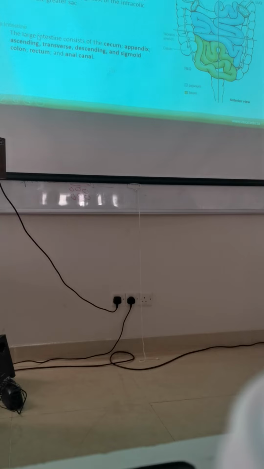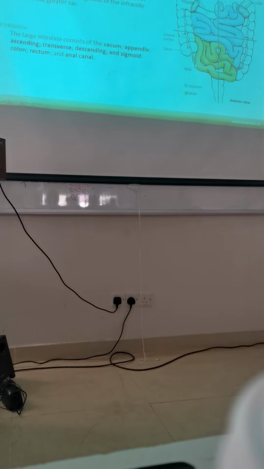So keep this in your mind. The large intestine starts from a junction called the ileocecal junction. This is the cecum, the blind pouch you can see over here. Then we have the appendix, which is coming out of the cecum. The appendix is the out-pouch, or appendage, of the cecum, meaning it is hanging from the cecum.